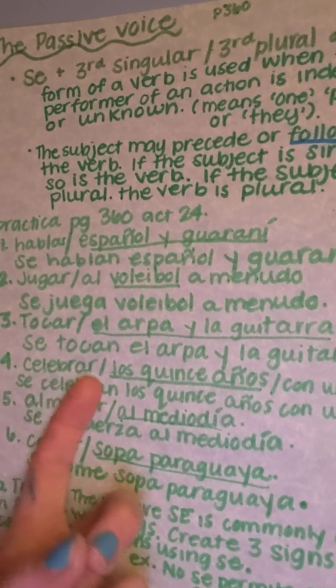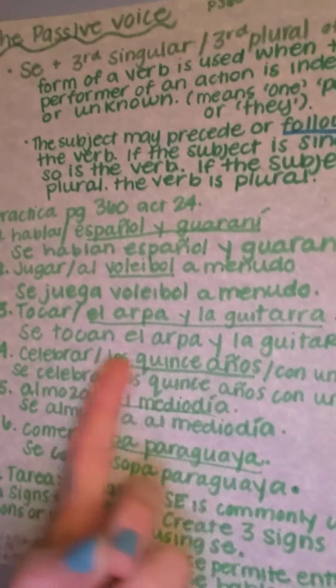It's one sport. We have número 3, tocar, and then el arpa y la guitarra. That's a plural subject because there are two instruments that are being played here. So we would say, se tocan el arpa y la guitarra. Número 4, celebrar los 15 años. I've underlined, that's our subject here. Con una fiesta. So se celebran los 15 años con una fiesta. We're using third plural here because it's los 15 años, plural.